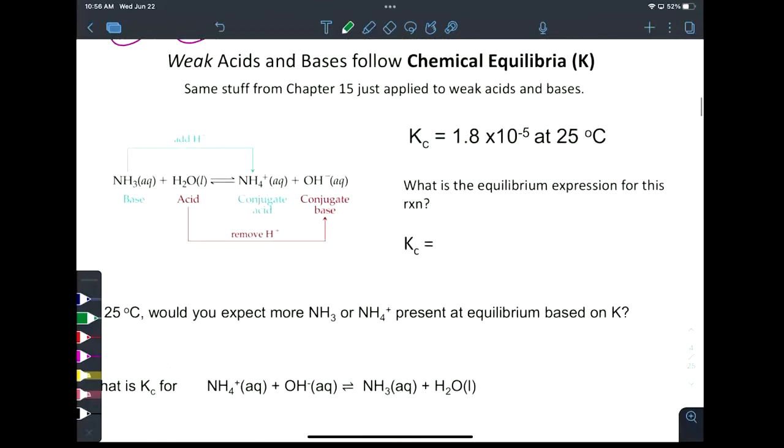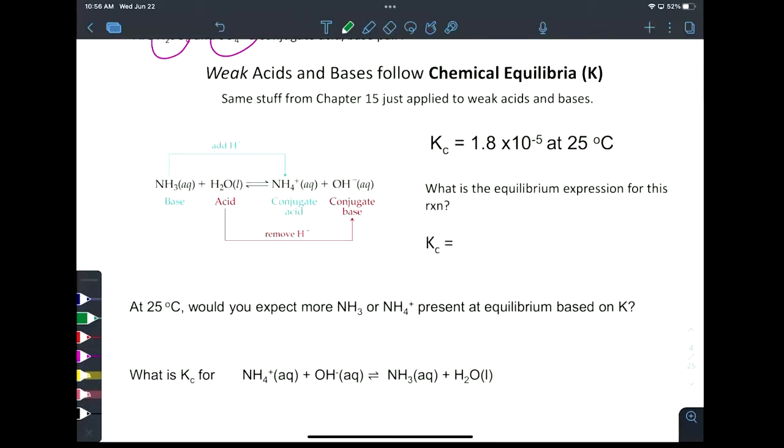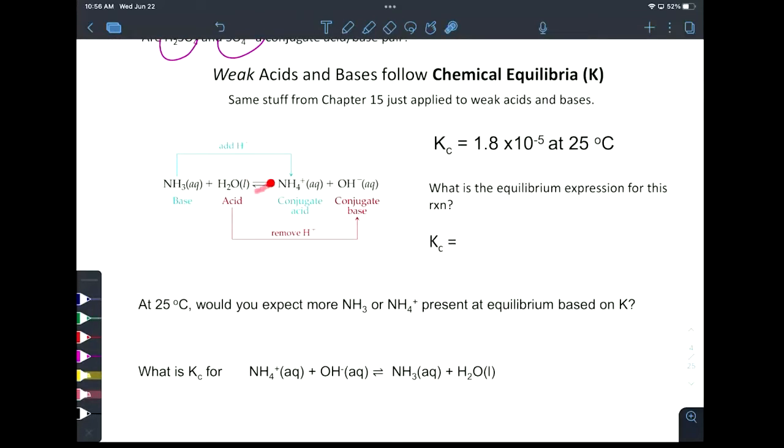All right, so the big thing here, and I hope it looks familiar, is this equilibrium arrow. We can write K expressions for these reactions. So this reaction is describing ammonia behaving like a base, grabbing a proton off of water in this case, making NH4+ and OH-.